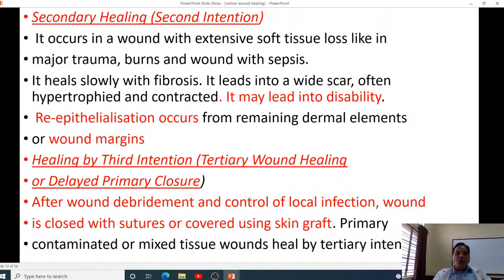And third intention, where we are not interested, but that third intention is called as tertiary wound healing or a delayed primary closure. Sometimes this is intentional. What is intention? We have to close the wound, but when the wound becomes clean. So, after wound debridement and control of a local infection, we have to close the wound either with a suture material or a skin graft. So this is the delayed primary intention. So there is a healing by tertiary intention.